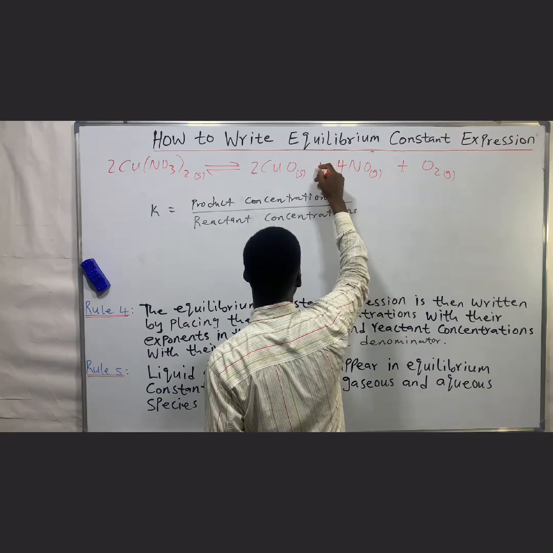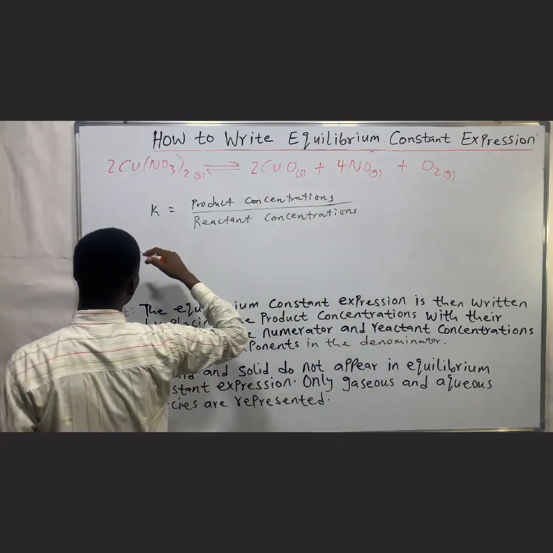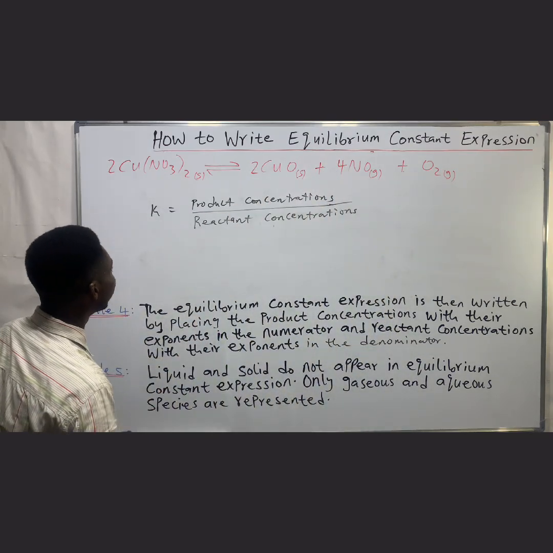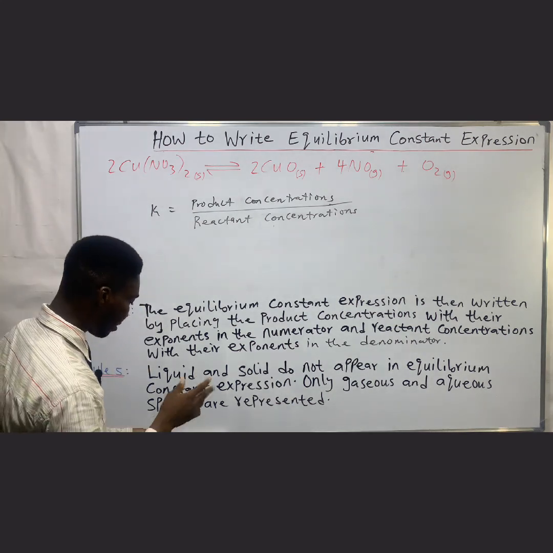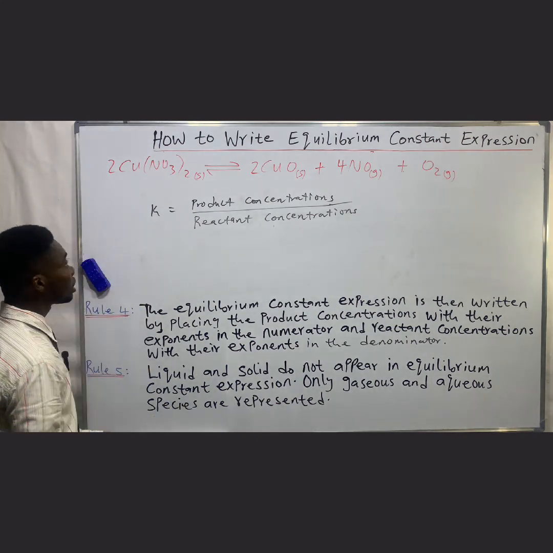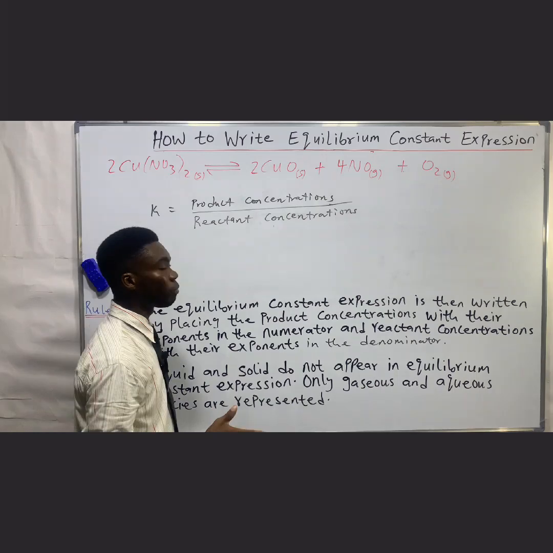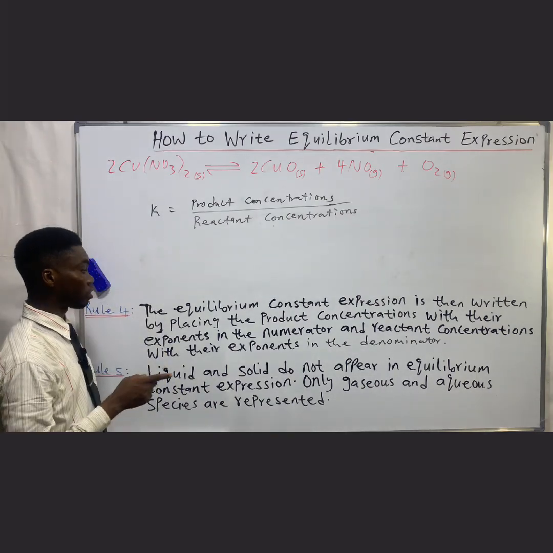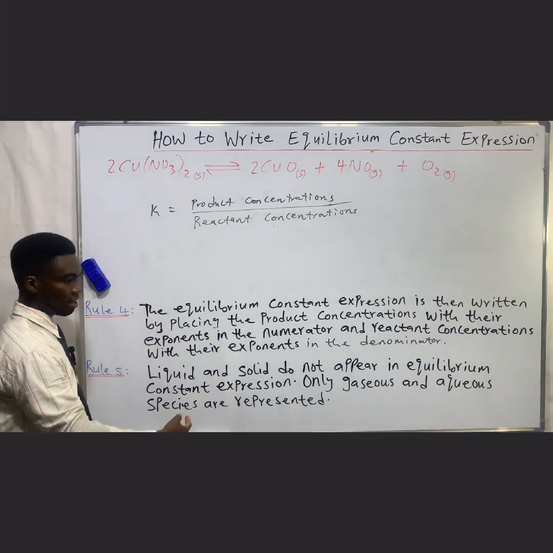Now nitrogen is balanced. Okay, this is a balanced equation. Now let's write the equilibrium constant expression. The other rule that must be observed, the last rule, rule 5, is still here staring at you.